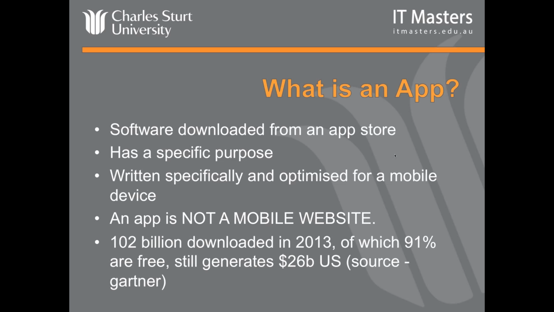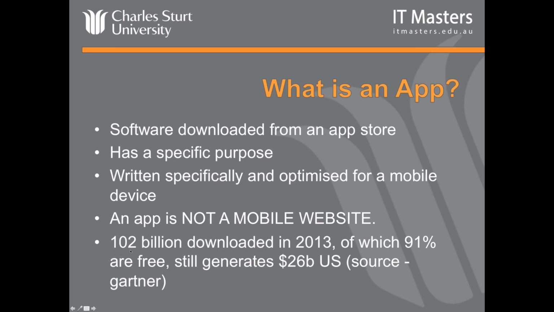The other thing is that an app is written specifically and is optimized for a mobile device. So an app is not designed to look good on a desktop and then resize itself and look good on a mobile device as well. That's something completely different. That's not an app. So as we've said there in capital letters, an app is not a mobile website. A mobile website is literally a piece of HTML, and it's dynamic and it resizes itself to look good on a mobile device, but that's not an app.